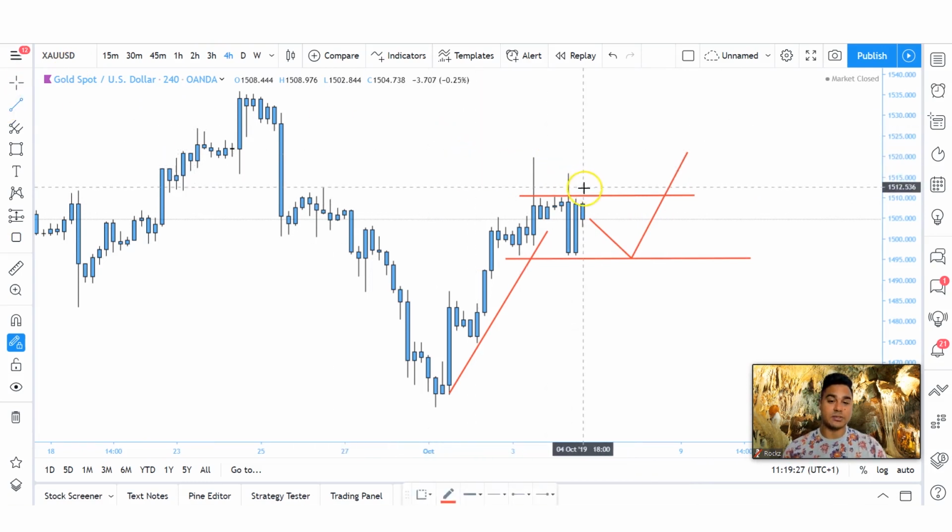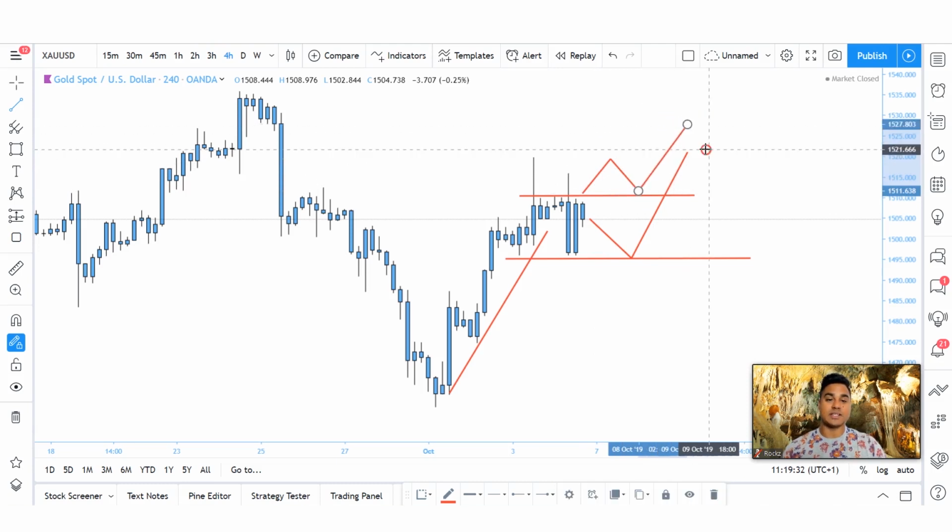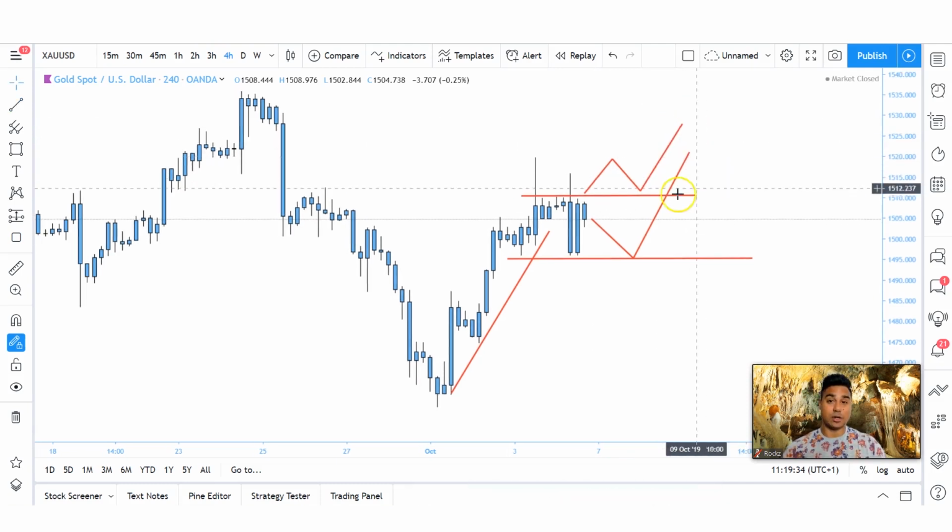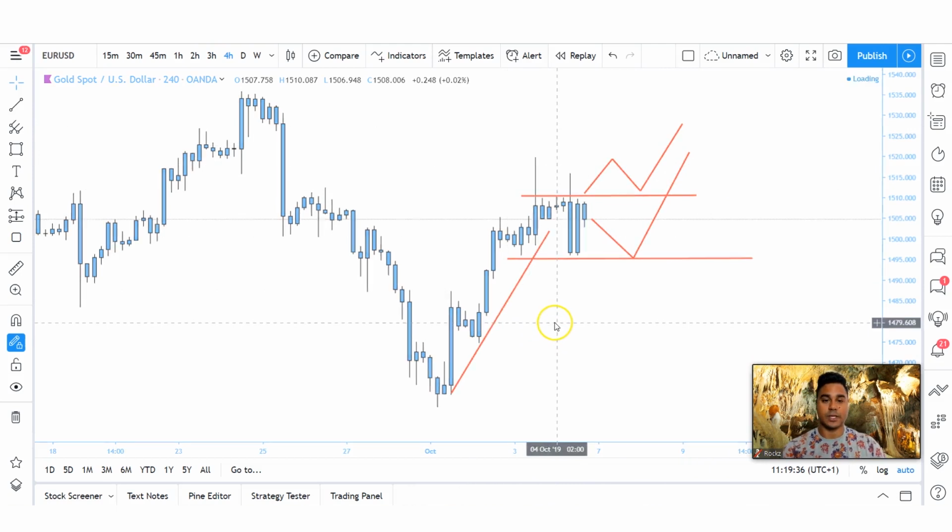And for your safer buyers on this market, I'm just looking for gold to break this high and then come back for a retest continuation. This is how I see gold moving up forward next week.